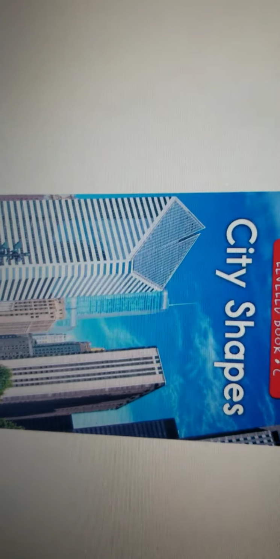My video ended while I was reading. So we're reading a book today called City Shapes. It's a level C book. You guys should be able to read this book by yourselves.